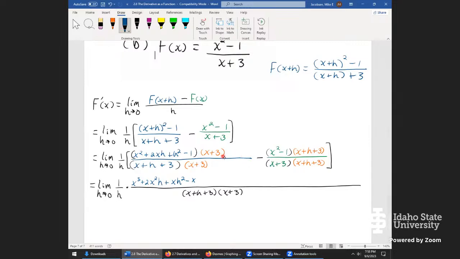Next, I'll distribute the 3 through. So if you like arrows, it'll be 3x squared plus 6xh plus 3h squared minus 3.